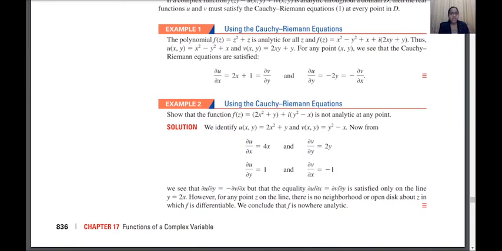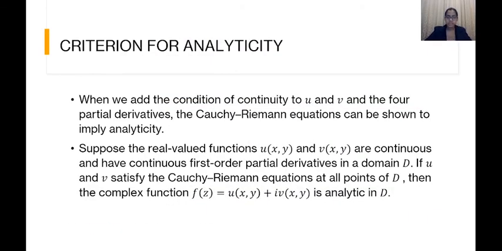So that was the example of a function which is differentiable and hence satisfies Cauchy-Riemann equations, and a function which does not satisfy Cauchy-Riemann equations, and so it is not analytic at any point. Just now we stated the criterion for analyticity: if the Cauchy-Riemann equations are satisfied, along with that the real valued functions u, v and their corresponding partial derivatives are continuous, then we can say that the function will be analytic.